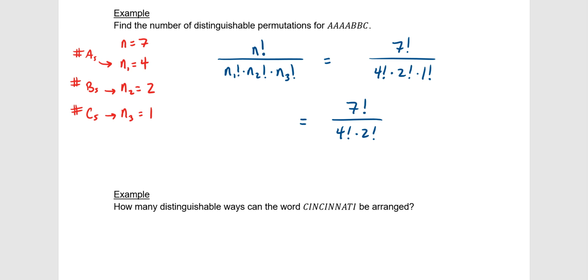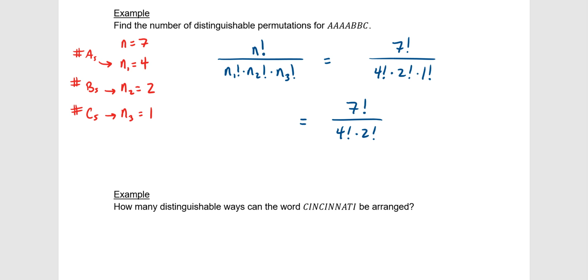So we have some options here. We can multiply out the numerator and denominator. 7 factorial, boom, get a number, put it in the numerator. And then in the denominator, 4 factorial times 2 factorial, multiply that whole thing out, put it in the denominator, and then divide it. That's completely fine.